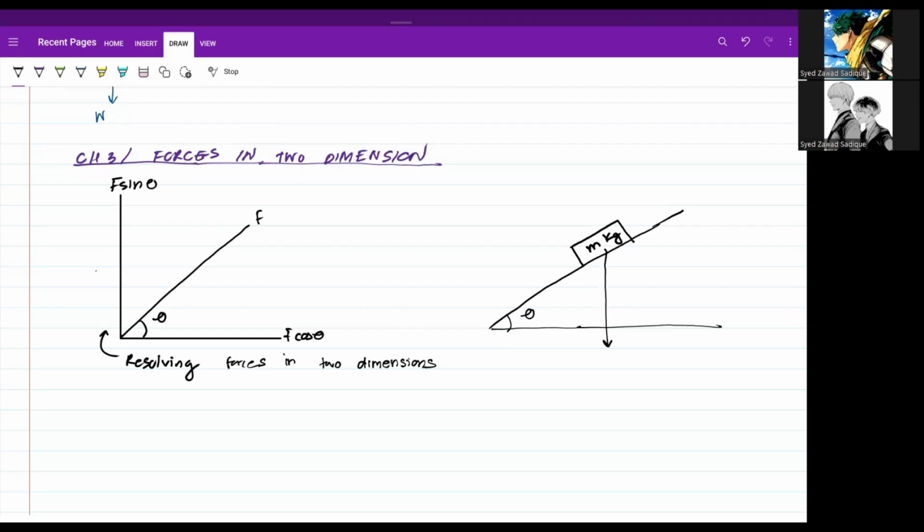For example, the weight is working completely vertically downwards, which is equal to mass times gravity, mg. Now, try to memorize this if you don't understand the concept. The concept is this side becomes mg cos theta. This side is R.